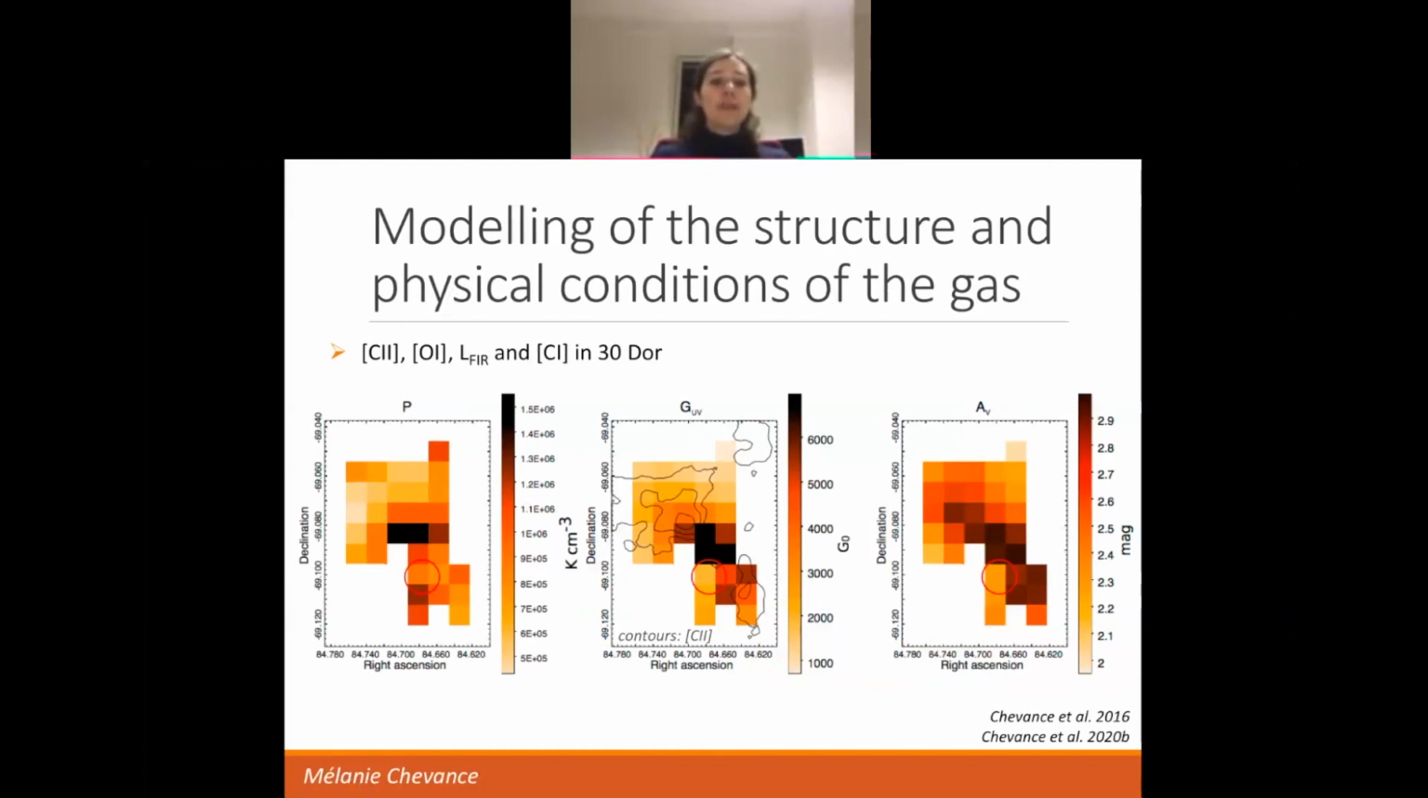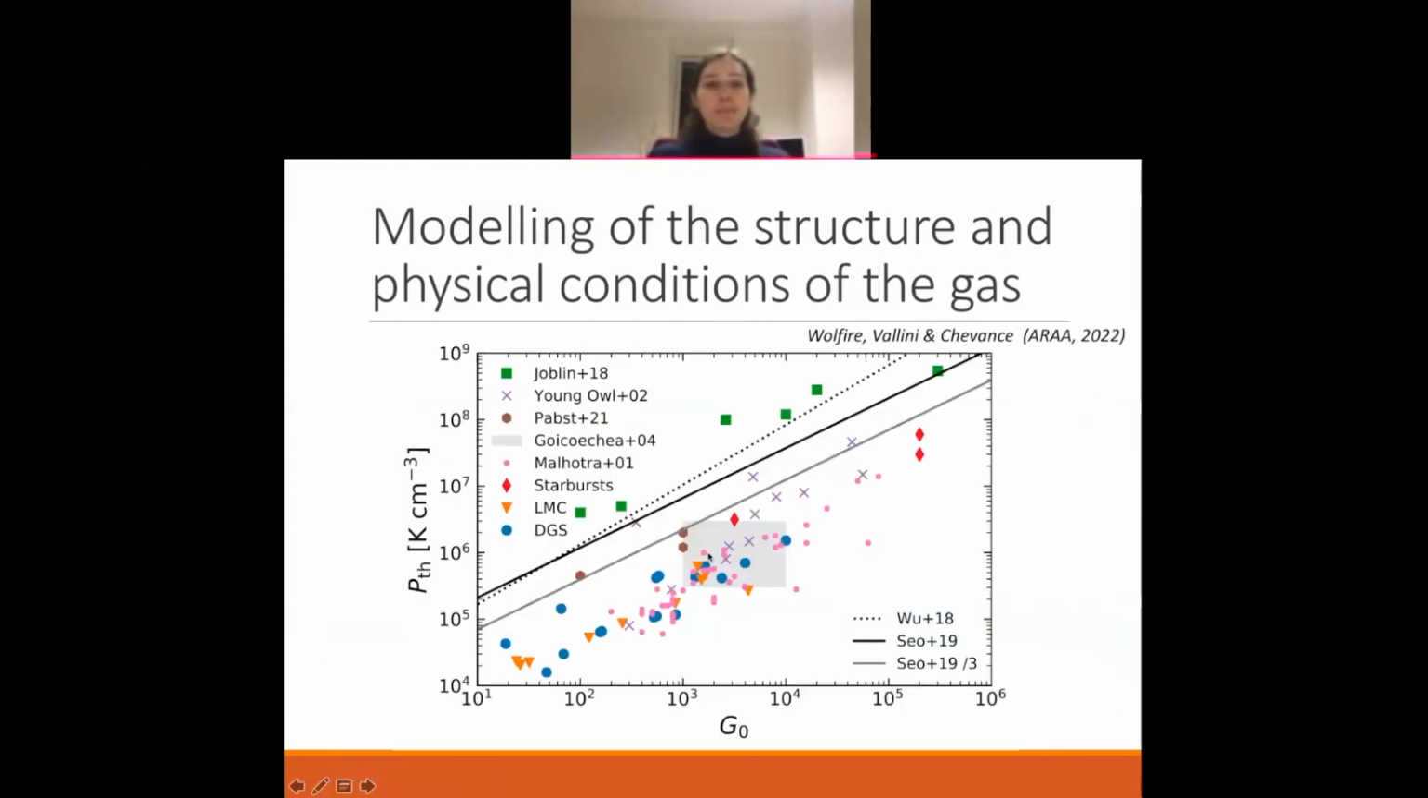So we can do that using CO, C1, O1, and the far infrared for every pixel in the 30 Doradus map, and constrain a map of the pressure, the incident radiation field, and the total size of the clouds. What I find interesting here is that the peak of the incident radiation field is not where the emission is, which is the cluster here with this red circle, but it's where most of the matter is.